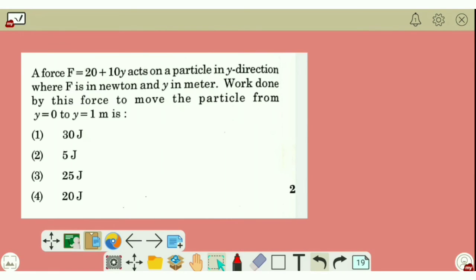So let's read the question. A force F is equal to 20 plus 10y acts on a particle in y direction, where F is in Newton and y is in meter. Work done by this force to move the particle from y is equal to 0 to y is equal to 1 meter is what? So let's solve.